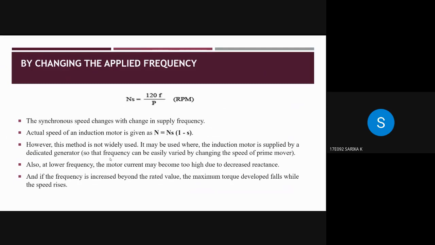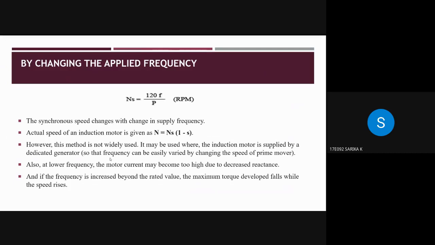The next method is by changing the applied frequency. Synchronous speed is equal to 120 f by P. The synchronous speed changes with the change in supply frequency. That is, it is directly proportional. Actual speed of an induction motor is given as N is equal to synchronous speed into (1 minus s), where s is the slip. However, this method is not widely used.